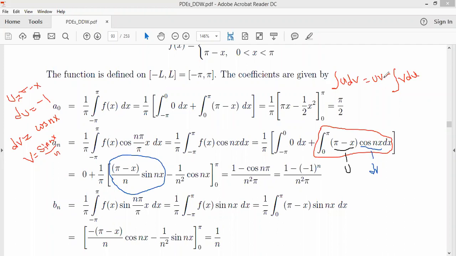If I substitute for u and v, the u is pi minus x, which is this numerator. Then the dv is what I have integrated here. This is my dv, rather the v. The v is sin nx over n, which is the n in the denominator, then sin nx. So it is minus the integral of v du. That is the second part here, which I am highlighting in red. Minus is there.